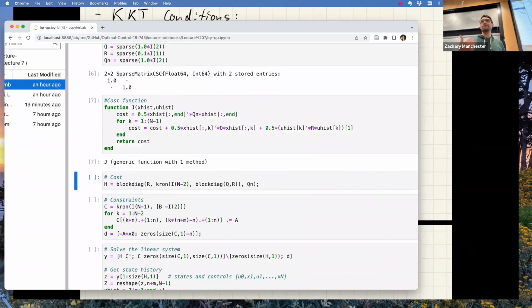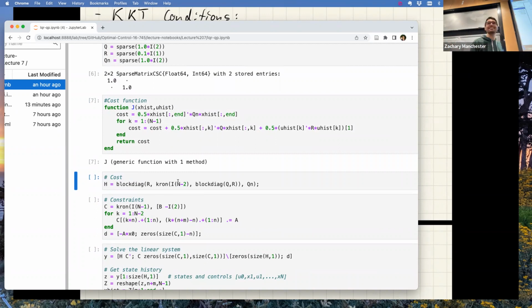Now I'm going to build up my QP matrices. So this is that big H matrix where I just block diagonal concatenate these guys. I'm using some fun tricks. I like Kronecker products. If you haven't seen this before, it lets you write these big block matrices down with a one-liner.